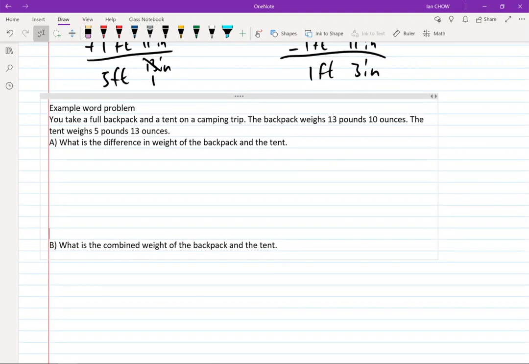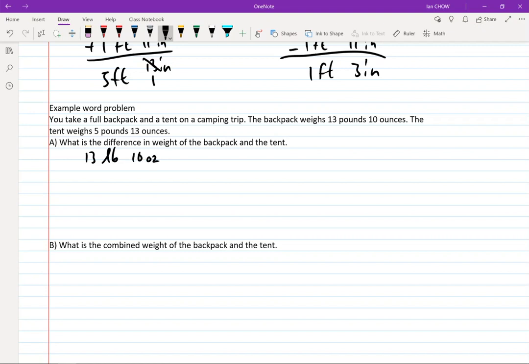The difference in weight, we want to find the difference. So that's going to be 13 pounds and 10 ounces, subtract 5 pounds and 13 ounces. Now, we don't have enough. 10 cannot minus 13. And so we're going to have to borrow 1. So this now becomes 12 pounds. And then we're going to plus 16 to the 10 ounces. So that becomes 26 ounces because there's 16 ounces in 1 pound. Now, 26 minus 13, we can subtract. That becomes 13 ounces. And then 12 minus 5, that becomes 7 pounds and 13 ounces. And so the difference in weight will be 7 pounds and 13 ounces.